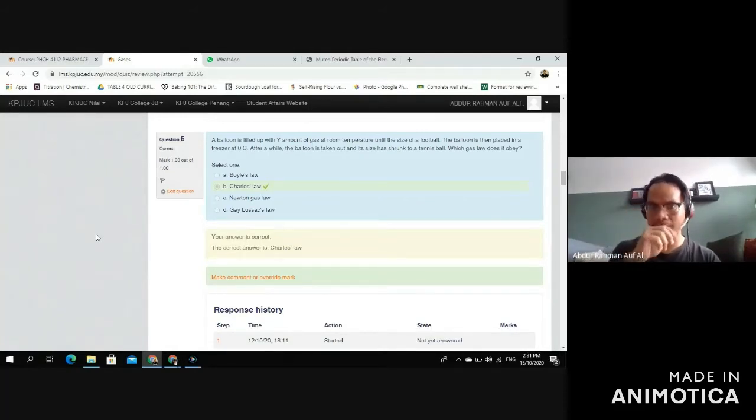So sini nak tunjuk ada apa yang constant. Charles's law, pressure constant. Gay-Lussac's law, volume constant. Boyle's law, temperature constant. Okay, so macam mana kamu nak tahu which law dia obey? Cari apa yang constant. So kamu ingatlah Charles's law apa yang constant, Gay-Lussac's law apa yang constant, Boyle's law apa yang constant. Newton's gas law tu tidak wujud. Okay, I just made it up to confuse you.